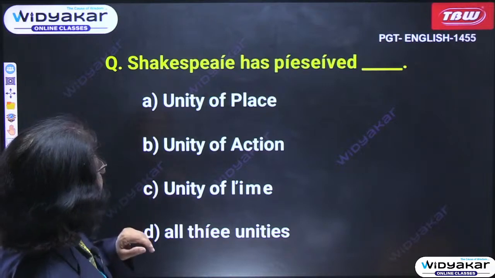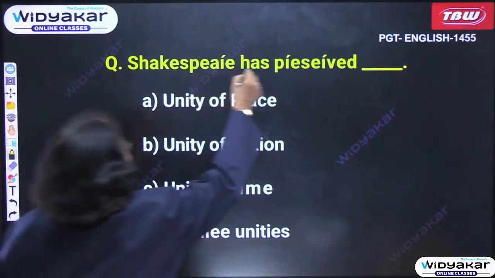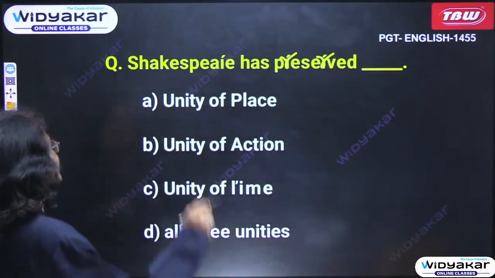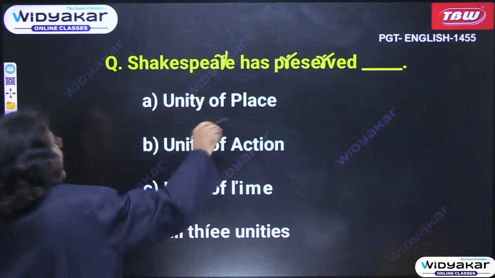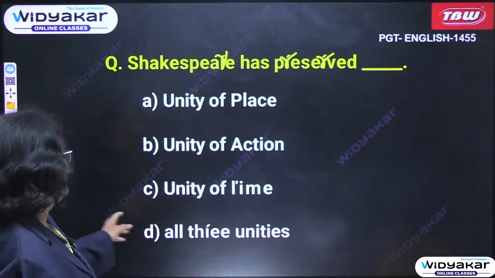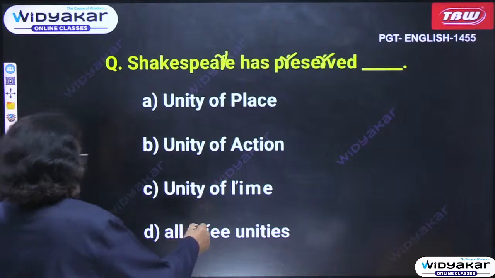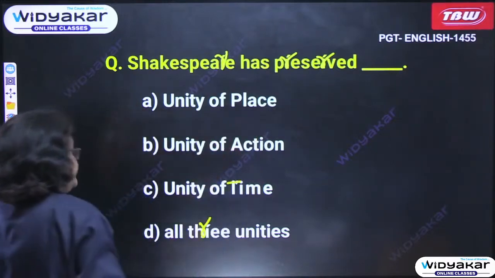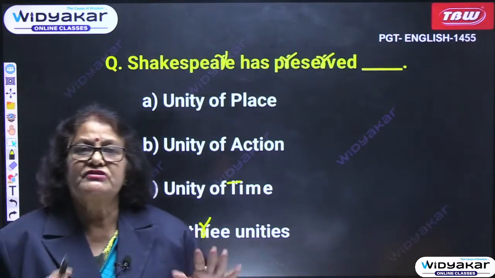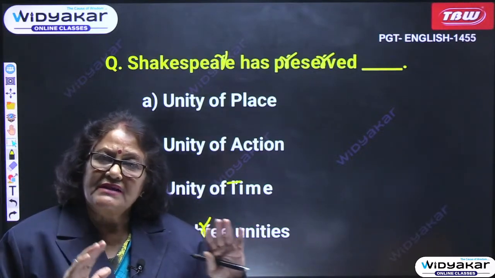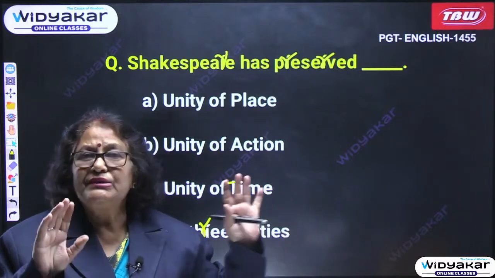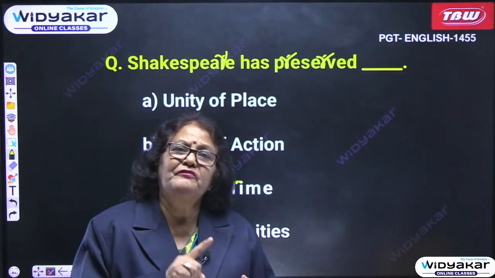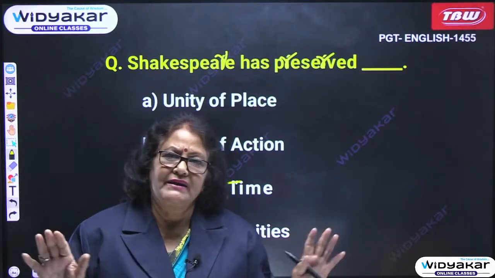Shakespeare has preserved dash. A. unity of place, B. unity of action, C. unity of time, all 3 unities. Dr. Johnson, Shakespeare classical drama रो जो 3 dramatic unity of time, unity of place, unity of action ए 3टा थिला ताको Shakespeare मान लेनी.